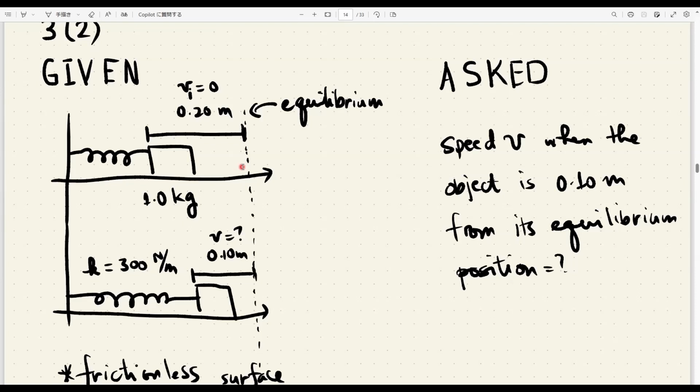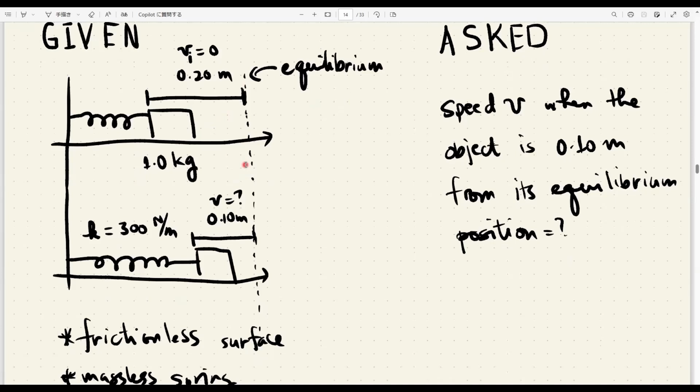Basically, it's not going to move. It's just going to stay that way. So that's the equilibrium position. Now, if we compress that spring and we get rid of the force that's holding the spring compressed, then the spring is going to bounce back. So this is what's going on here. We have a spring and we compress it by 0.20 meters from its equilibrium position.